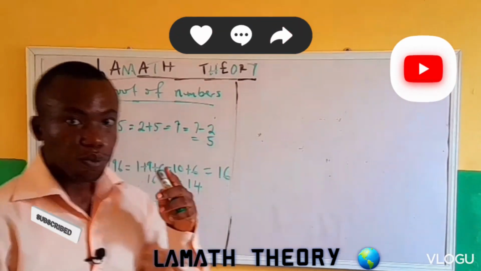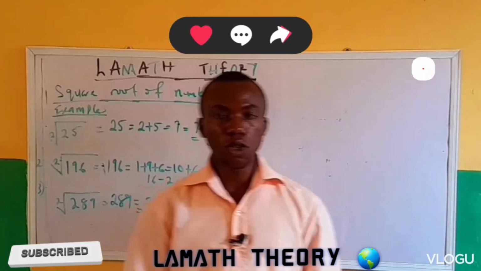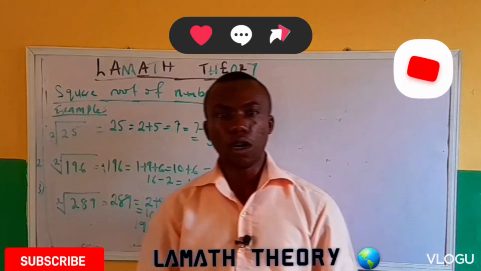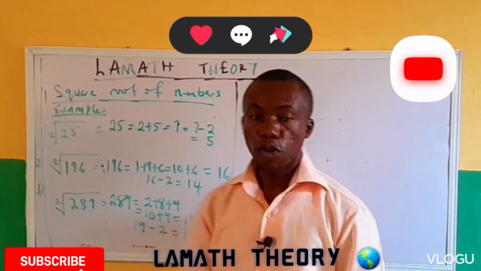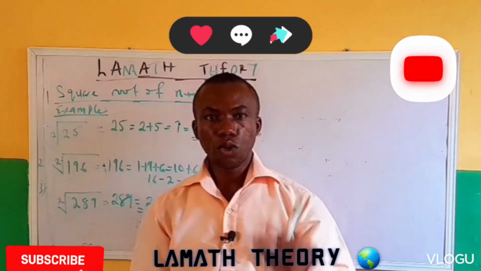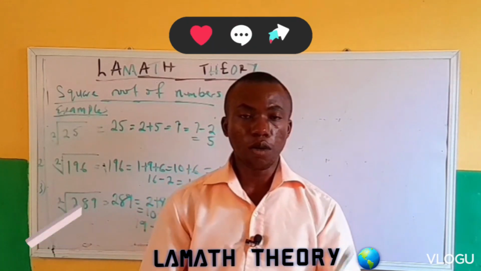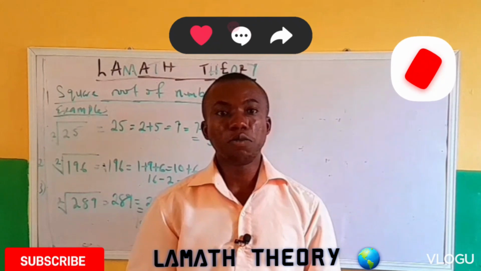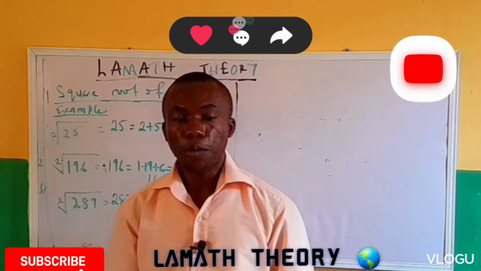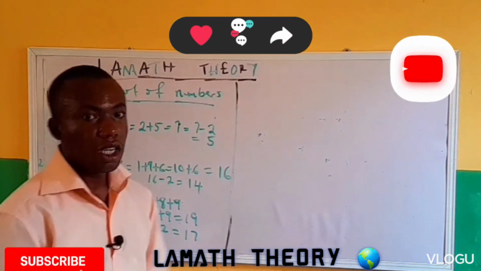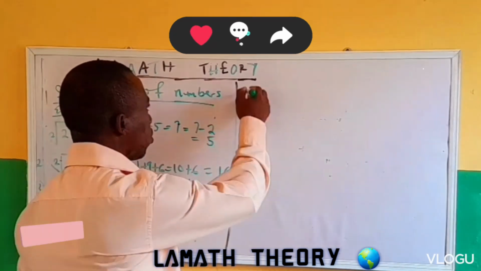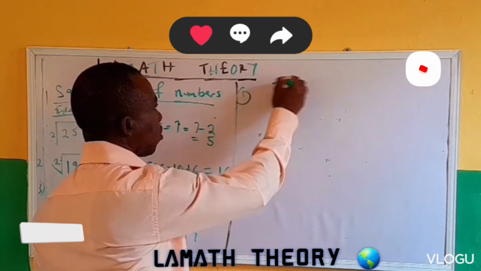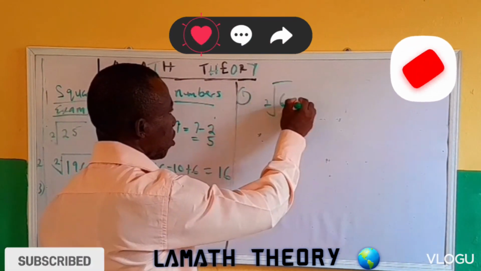I'm still going to solve more questions on the square root of a number, by using the continuous method and prime numbers. Before we go for a break, don't forget to try this question: the square root of 64.